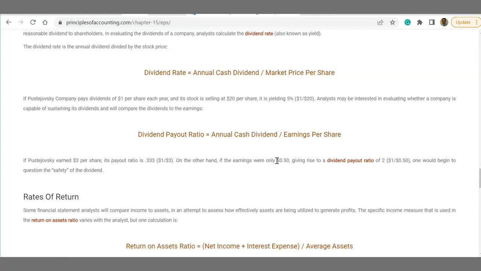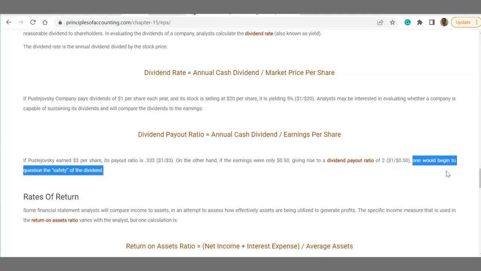But if, let's say, the earning per share is 50 cents, so $1 out of 50 cents, the dividend payout ratio is 2. That means the company is paying twice more dividend than earning. And that will be a question mark.